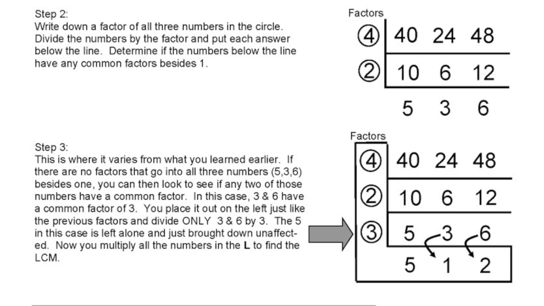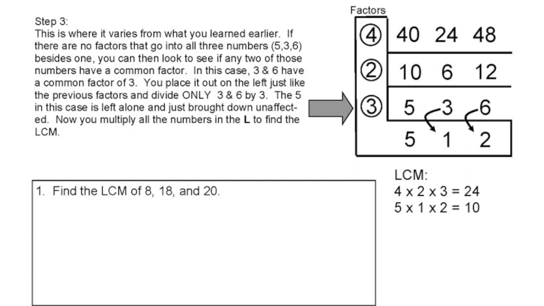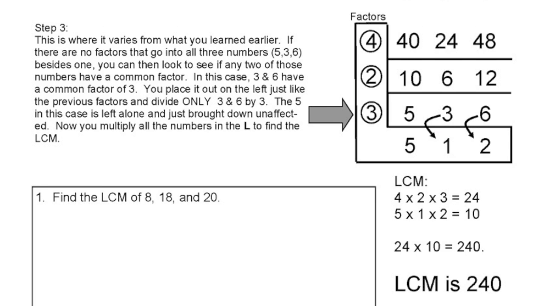So now that I have my L all figured out, I multiply 4 times 2 times 3 for the left part. That would make 24. On the bottom part of the L, I have 5 times 1 times 2. So if I multiply those together, 24 times 10, I would end up with 240. So my lowest common multiple is 240.